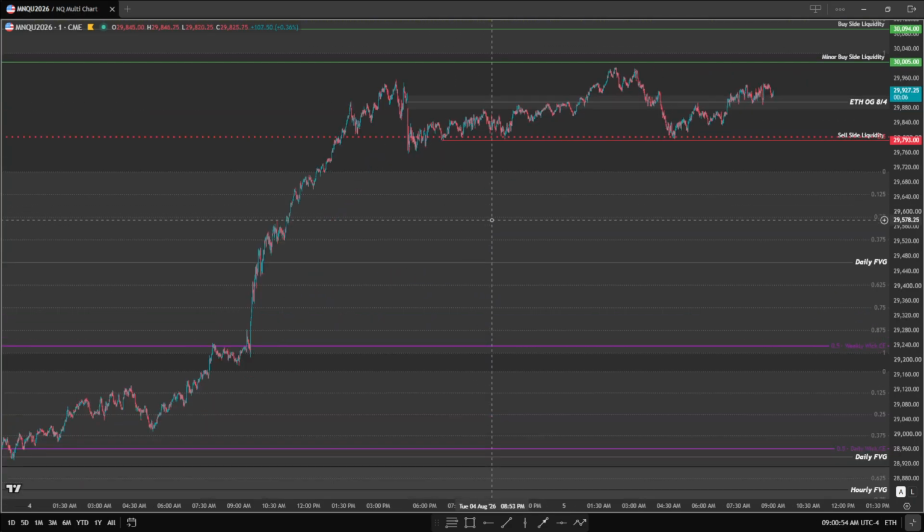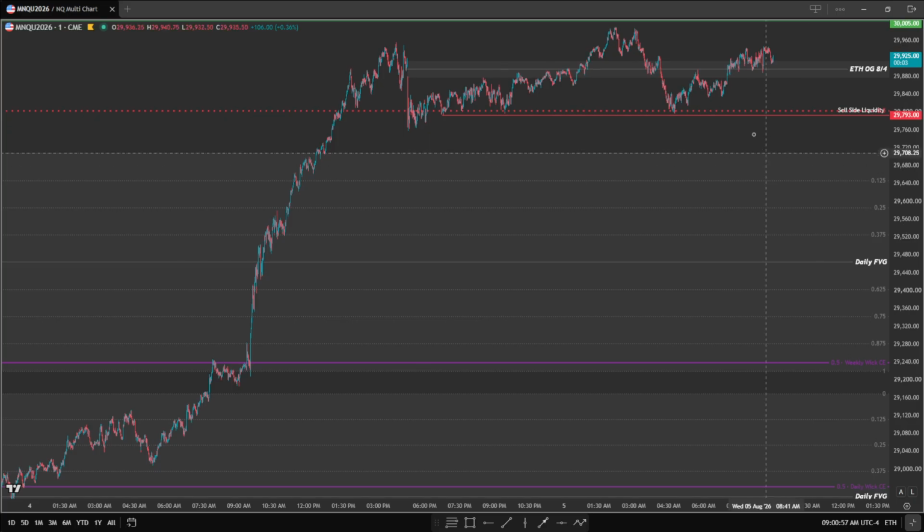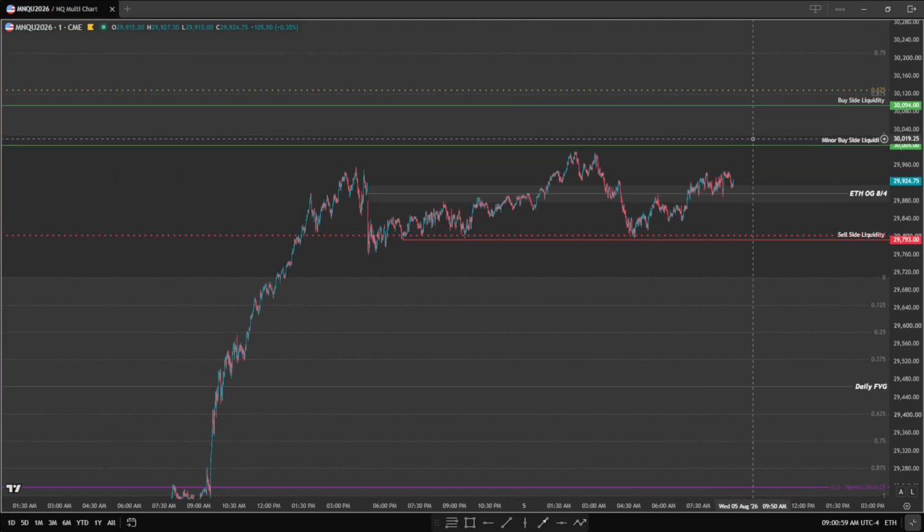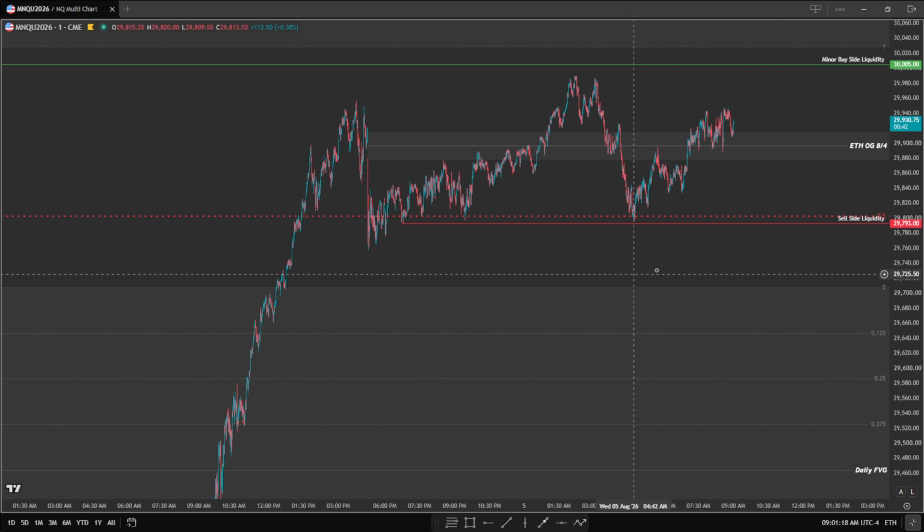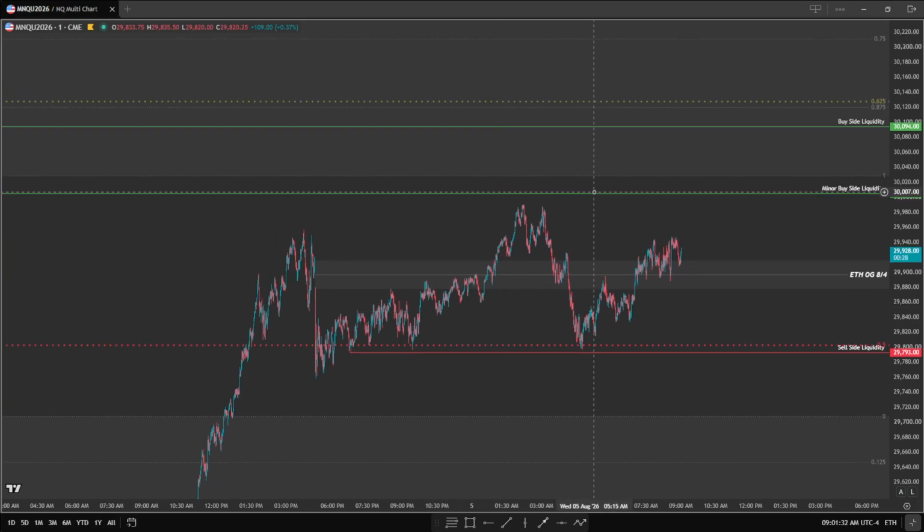The target, the draw is here. This is certainly the higher time frame draw. They have left sell side down here, and there's this daily fair value gap. It's an inversion fair value gap now. So these lows and the daily fair value gap, I definitely want to be targeting that, but the buy side is right here.